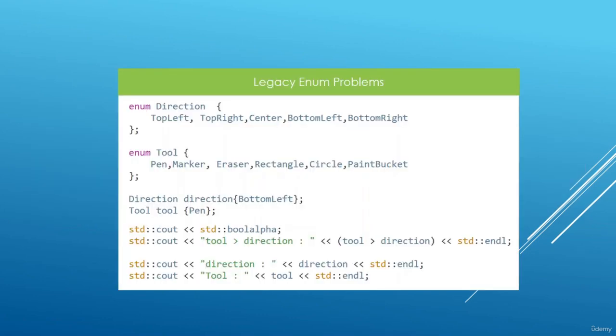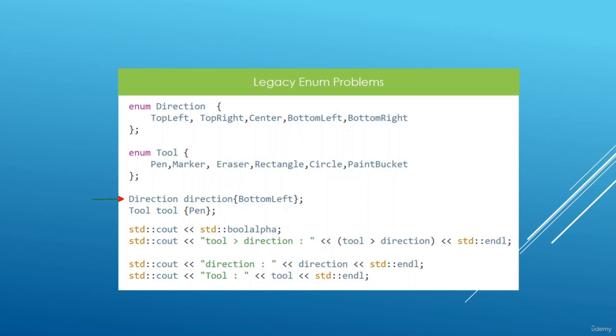So for example, here we have two enums. One is Direction and the other is Tool. For Direction, the possible values are top left, top right, center, bottom left, and bottom right. For our tools, for example, we can have pen, marker, and all kinds of crazy tools we might need in our painting applications. If we go down, you see that we have two variables declared.